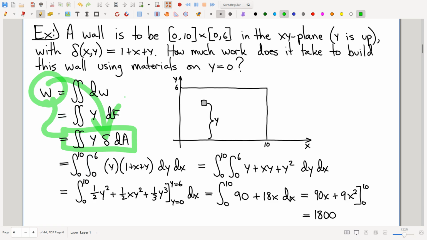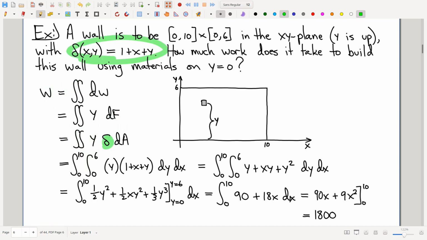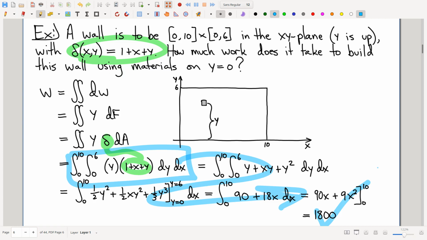Everything else in this example is details that I'll let y'all read through for yourselves. Notice density is right there. Then we have an iterated integral and plug and chug, and there's how much work it takes.